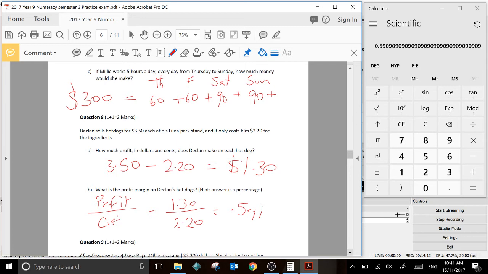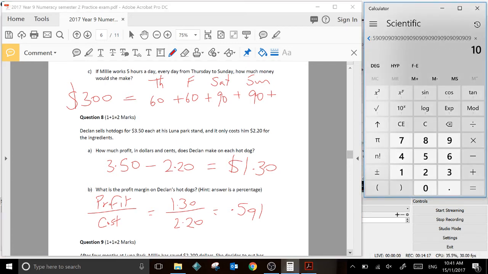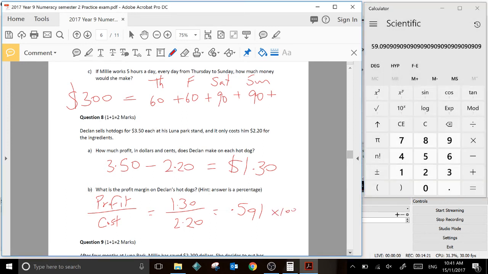Now, of course, this is a decimal. The profit margin needs to be a percentage, so we're going to then times this by 100 for the percentage. So times that by 100, I will get 59.1%. But 59 on its own is a good enough number for the answer for this as a whole number.